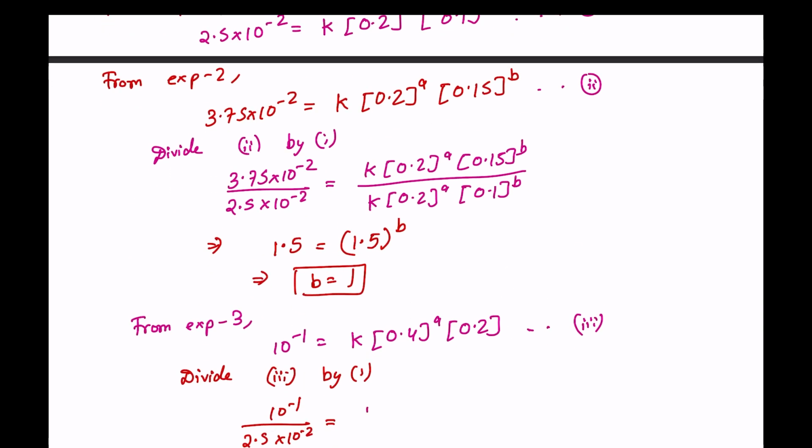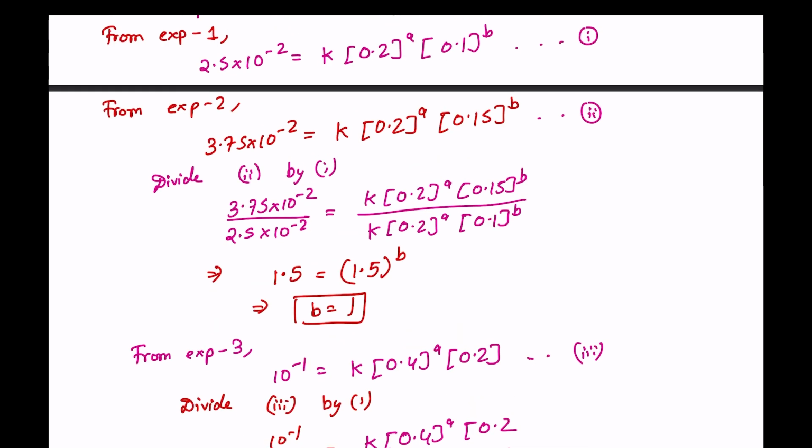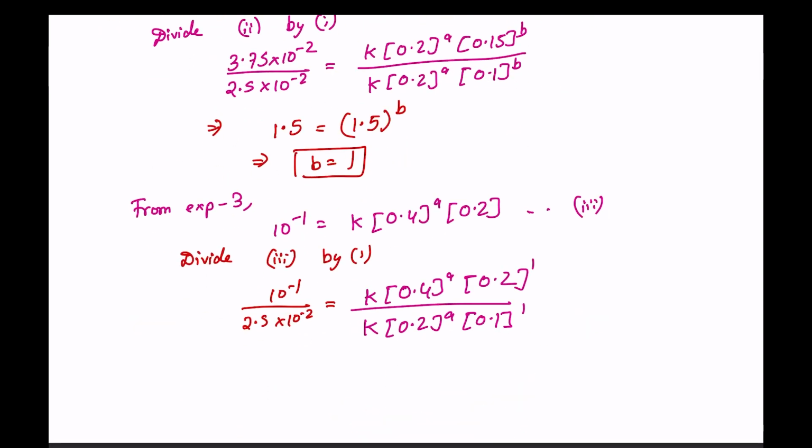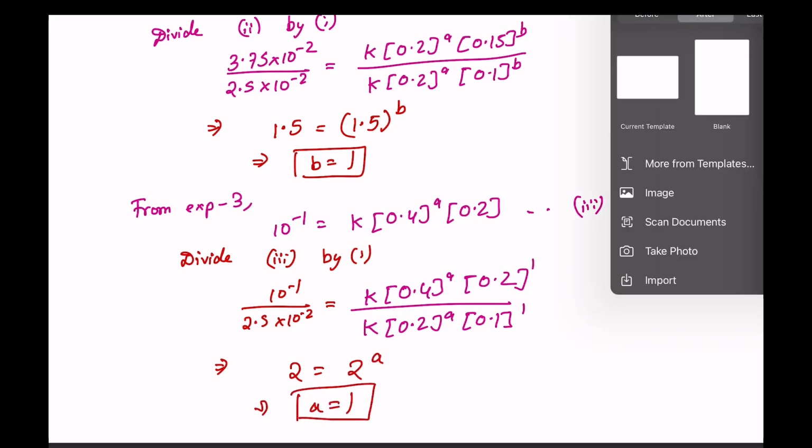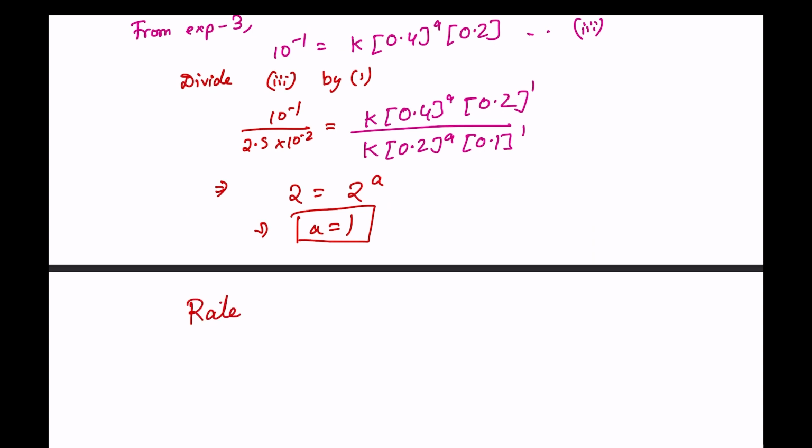There was a mistake here from my end. This would be K times 0.4 to the power of A and 0.2, and K times 0.2 to the power of A, 0.1 to the power of 1. So I just mixed up the denominator and numerator. Whatever, it's okay. You just have to find A. So upon simplification, you will find that the left hand side is 2 and the right hand side becomes 2 to the power of A. So A also becomes 1. So I can say that the rate equation is rate equals K times NaOH times C5H11Cl. That's the answer to this question.